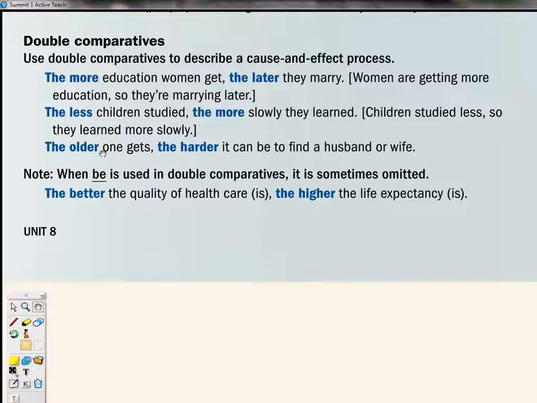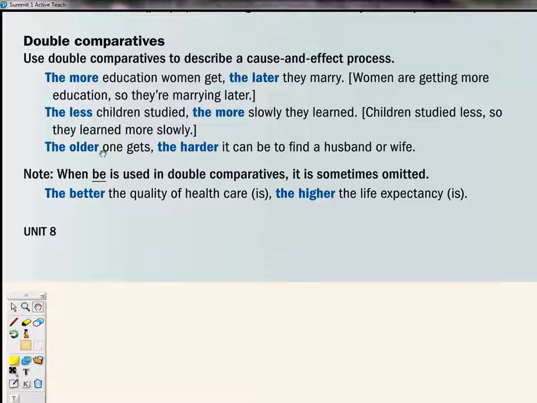The less children studied, the more slowly they learn. Children studied less, the cause. They learned more slowly, the effect. The older one gets, the harder it can be to find a husband or wife. Note, when be is used in double comparatives, it is sometimes omitted.